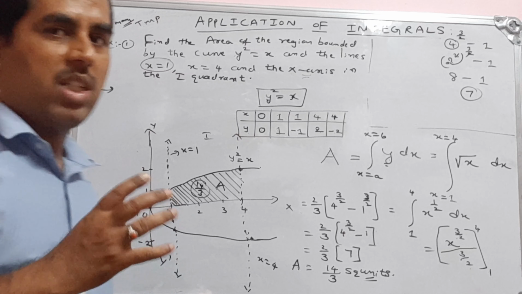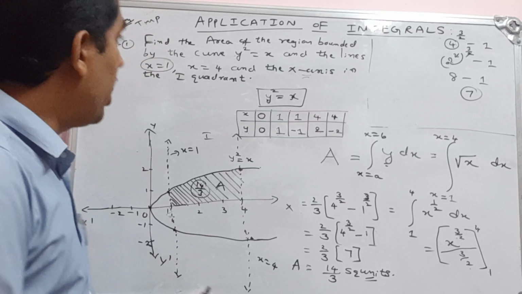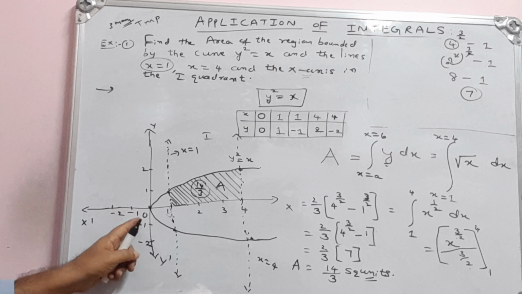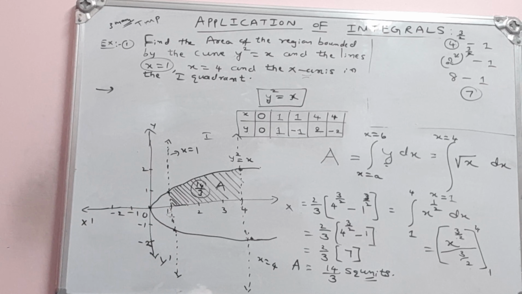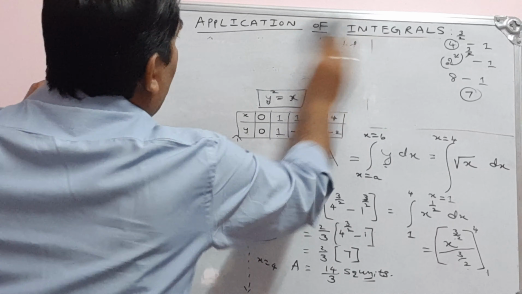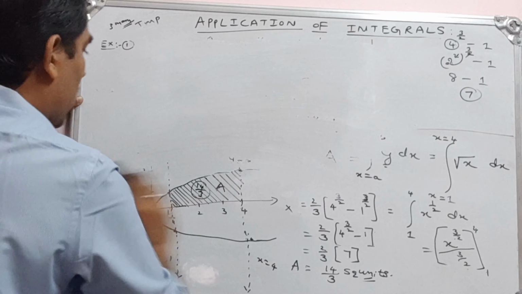So you practice this one or two times, you will get the idea. It's a very important problem for 3 marks. Okay. So first we have to draw the rough sketch. Afterwards we can make use of the definition. Okay, let us go for the next example. Similar kind of example.